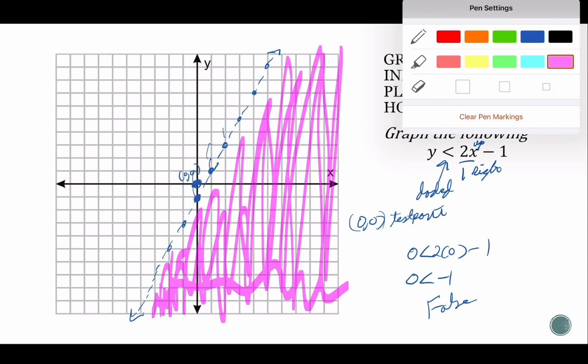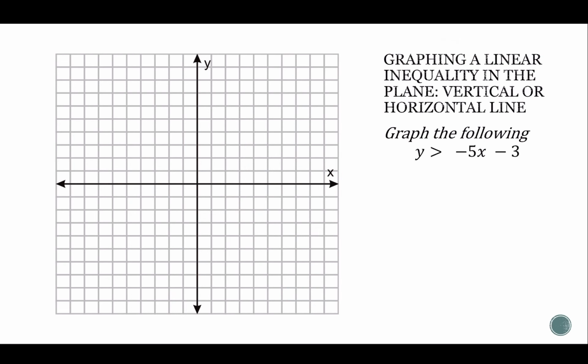The last example on this topic is graph y is greater than negative 5x minus 3. So right away I know, dashed line, my y-intercept is negative 3. My slope's negative 5. I write that over 1. So I'm going to go down 5, to the right 1. So I can go down 1, 2, 3, 4, 5, right 1. I can go ahead and draw my dashed line. Then I need to know whether to shade above or below. So I'm going to pick my test point.